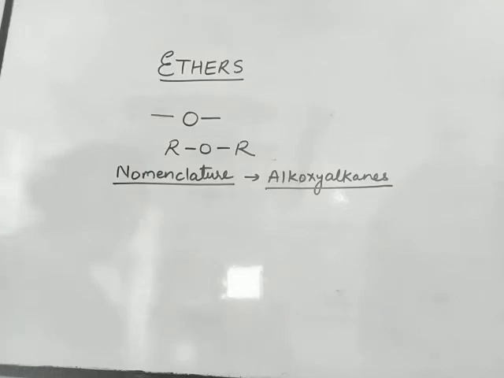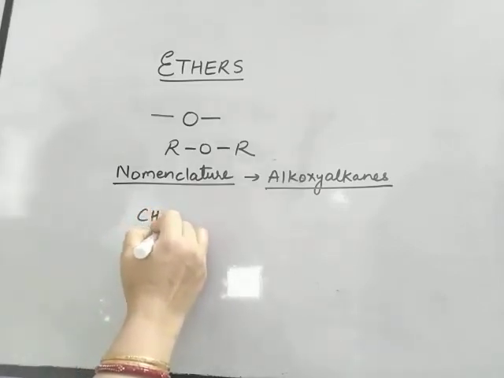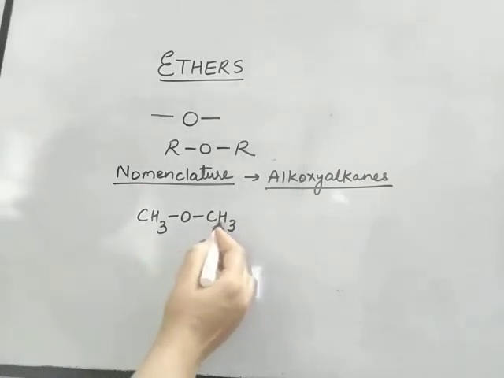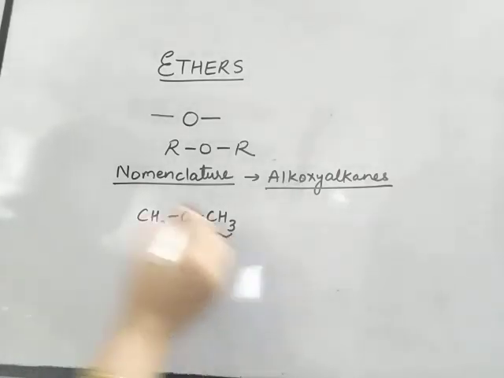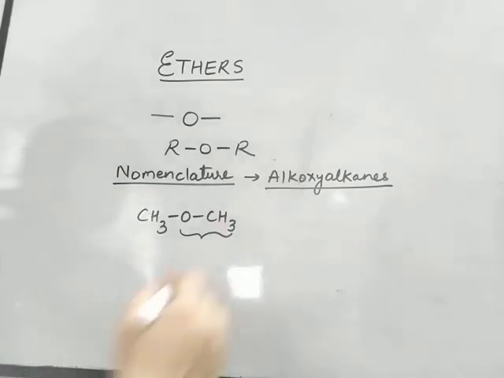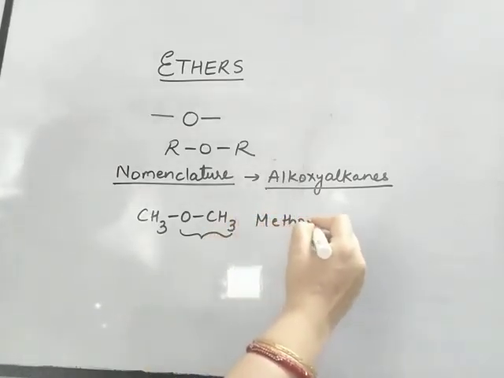Ethers are named as alkoxy-alkanes in IUPAC nomenclature. Now what is the meaning of alkoxy-alkane? So I am taking the example of a simplest ether. Now how the ethers are named? On both the sides 1 carbon is there. So any of the carbon chain is grouped with oxygen. Suppose this carbon chain is grouped with oxygen, so it will become oxy. Since 1 carbon is grouped with oxygen, so it will be named as methoxy.